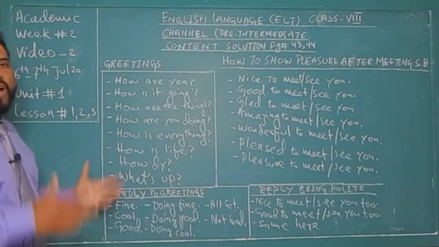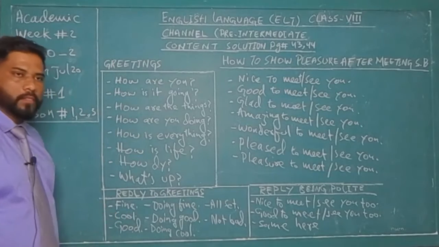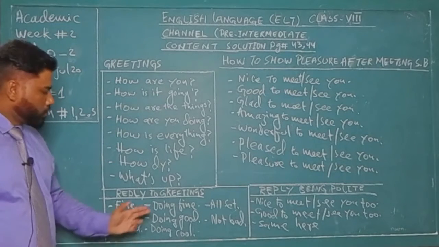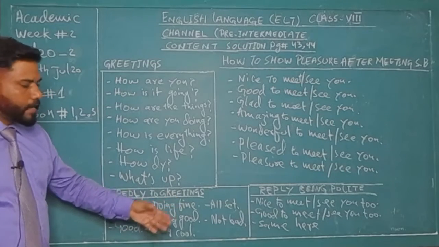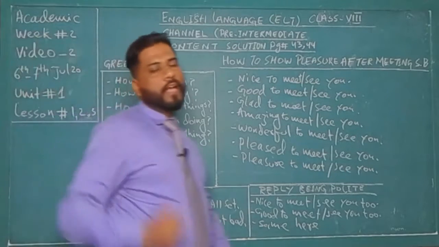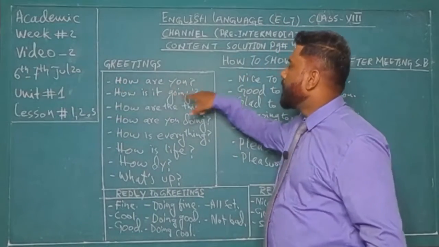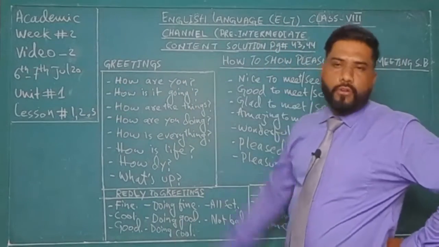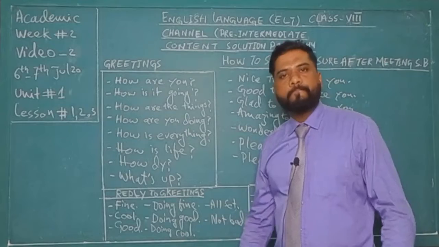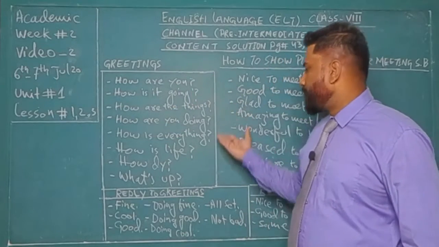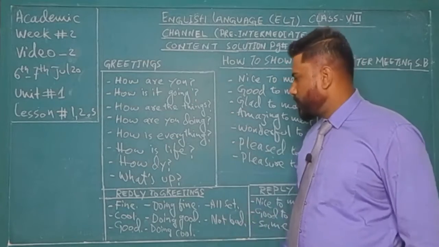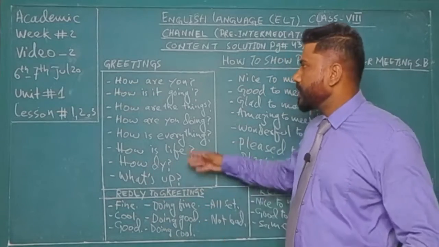You can say fine, cool, good, doing fine, doing good, doing cool, all set, not bad. One more thing I have to tell you. For example, somebody says, how are you? You can reply, not bad, fine, cool. You can also say all set. You can also say doing fine. These are the ways you can say it.